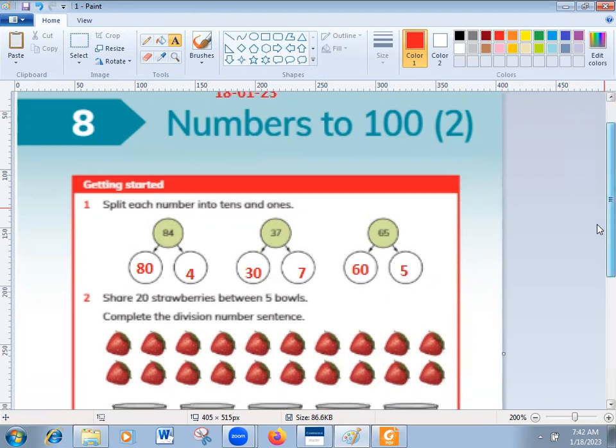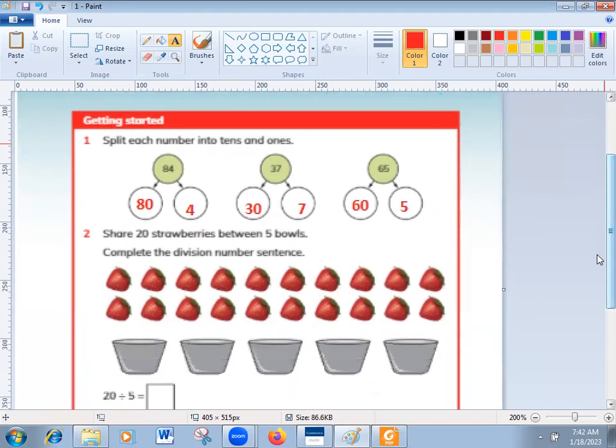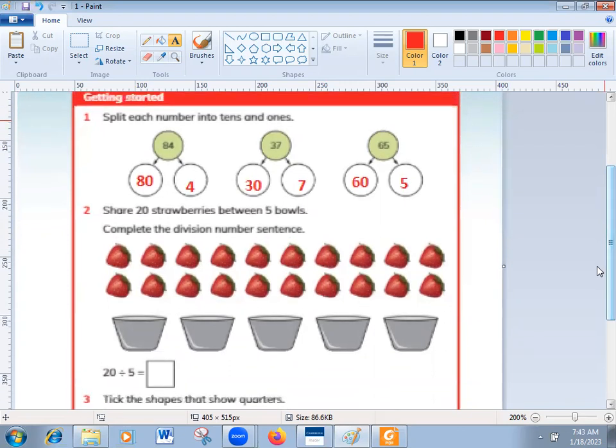That was question number 1. Moving on to question number 2. Share 20 strawberries between 5 bowls. Complete the division number sentences. So this is a division question. You know how we solved the division questions previously. We put them in groups. So let's put them in groups.